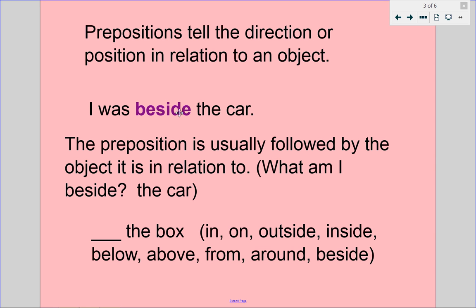But think about, is there a word, is it telling me the position in relationship to an object? Here it is, beside the car. So you're going to look for an object after that preposition, and that's going to tell you what it has a relationship to. I was beside the car.